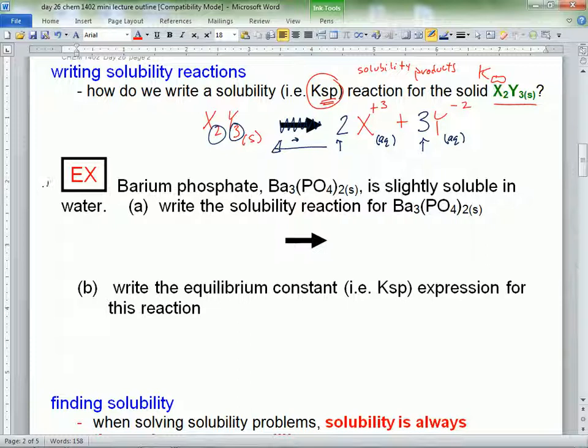Okay, let's try one of these. We have barium phosphate. How would you, Gabby, how would you write the Ksp reaction? The Ksp reaction for barium phosphate.